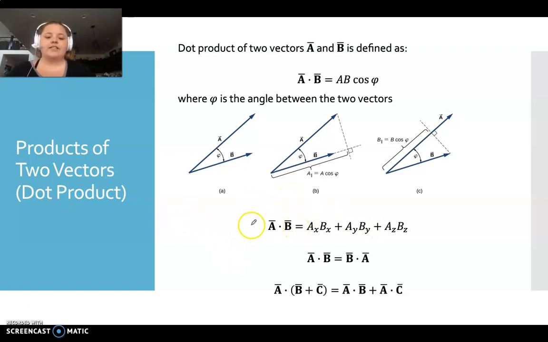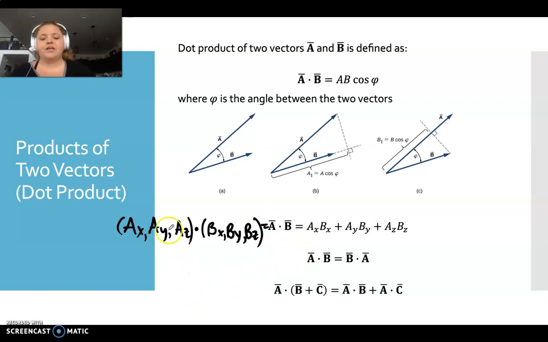So how I think of this in mathematics or throughout physics is if I have two vectors, A and B, I will write them down like so. A sub x, comma, A sub y, comma, A sub z, if I have three components, dot product with B sub x, B sub y, and B sub z. Okay, this is how I like to think of it. It might make a little bit more sense.